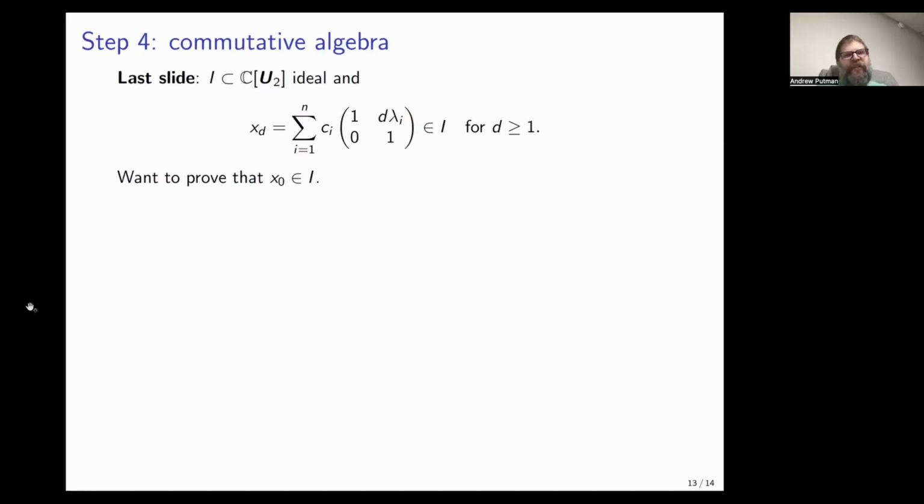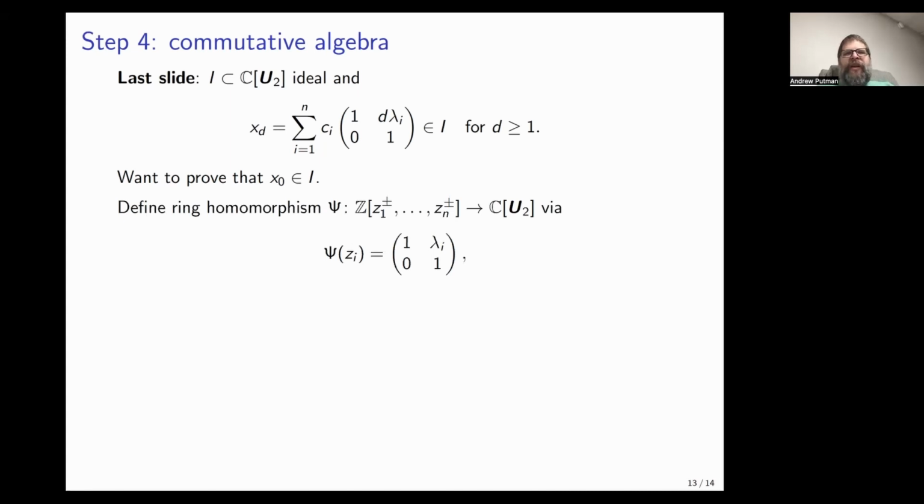This is all you need to know. I have an ideal. X sub d is just this guy right here. And I want to prove that x0 is inside I. And I know x_d is inside I for d at least 1. Okay, so I want to now reduce this, as I said, to a theorem in commutative algebra.